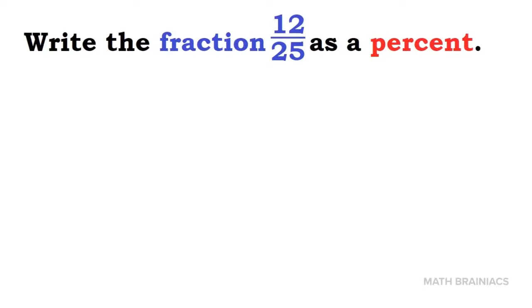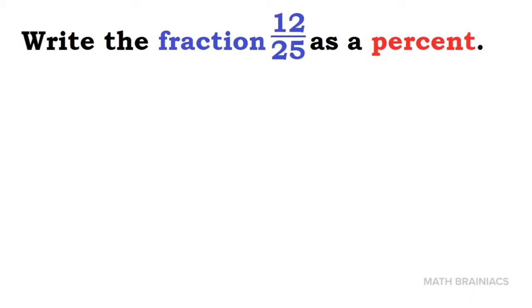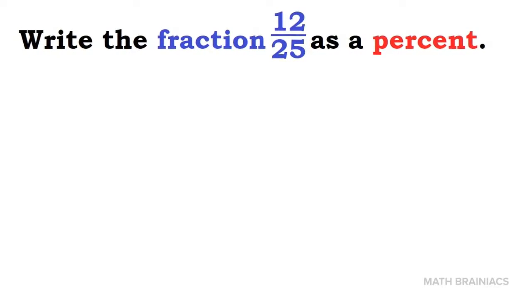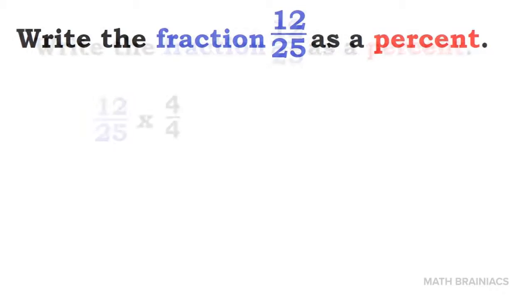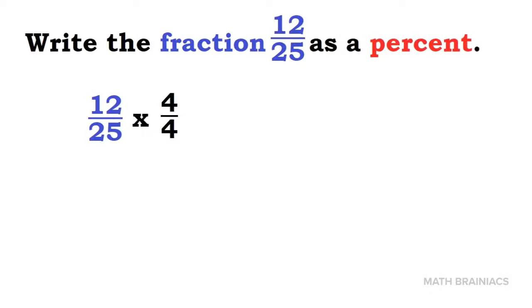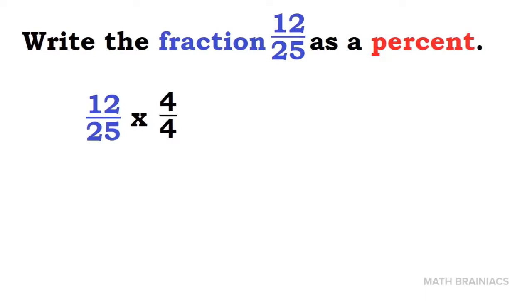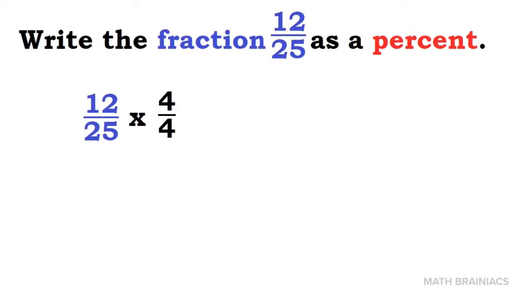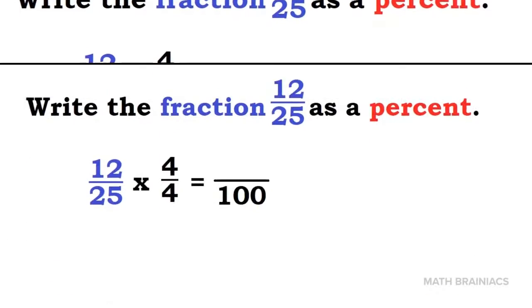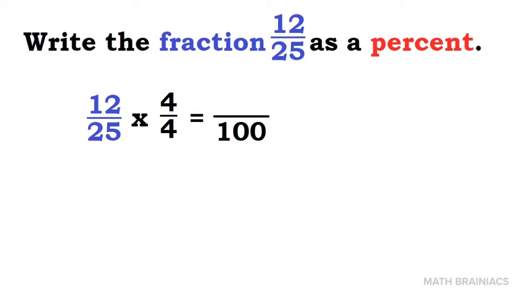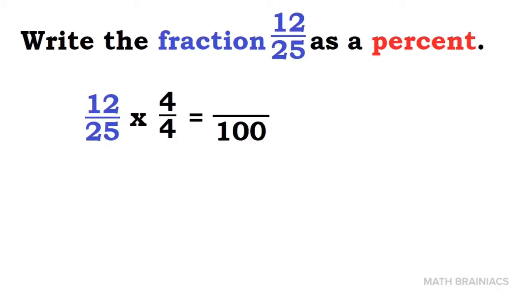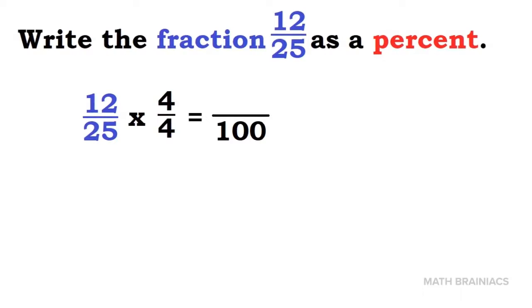Let us work on another example so that you can hit it off. Write the fraction 12 over 25 as a percent. Let us write the fraction 12 over 25 below and look for the common factor wherein we can make the 25 or denominator equal to 100. The common factor that we can multiply is 4. Appropriately, 25 times 4 is 100. Therefore, we got our target.